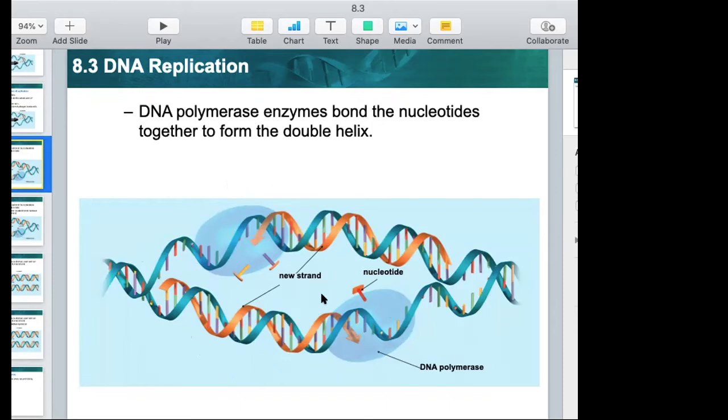And you can see that they're now making two new strands of DNA. You have two double helixes that have formed. This one's forming this way, that one's forming that way. So at the end, you're going to have a pair of DNA strands copied exactly.